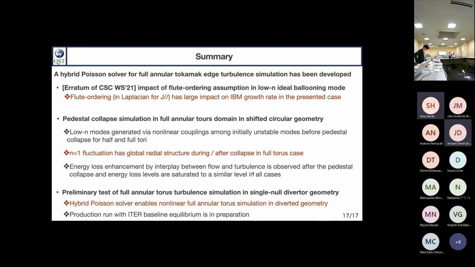N equal 1 fluctuation has global radial structure during and after pedestal collapse in full torus cases. And finally, the preliminary test of full annular torus turbulence simulation in single null diverted geometry has been reported. It is confirmed that the hybrid Poisson solver developed in this work enables the BOUT++ code to carry out nonlinear full annular torus simulation in diverted geometry as well as shifted circular geometry. And the production run with eta baseline equilibrium is in preparation, which will be carried out in this cycle.